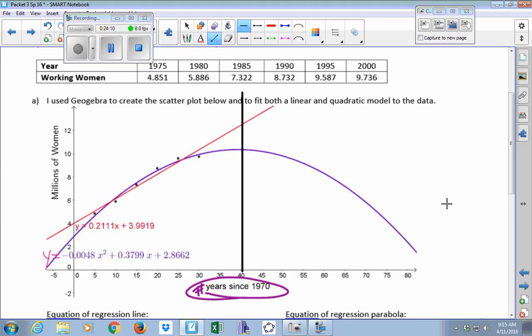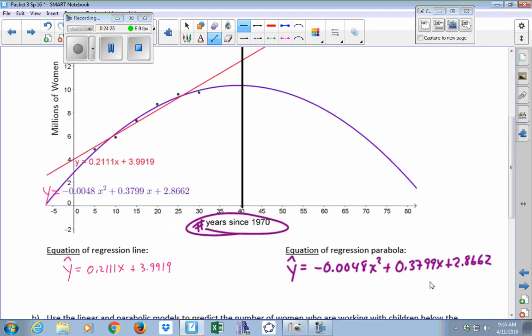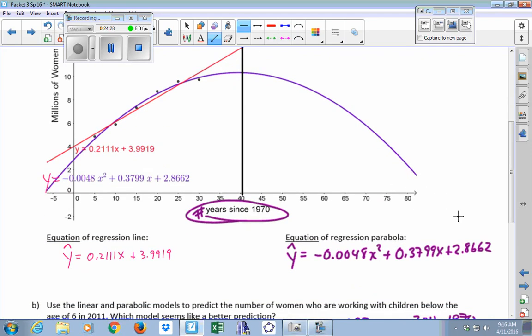But if I went out to 80 years or 70 years or 60 years, look at the end behavior of this parabola. In the long run, the end behavior is going to eventually say that there's what? Negative women in the workforce. This is going to come down and become negative eventually, which makes no sense.